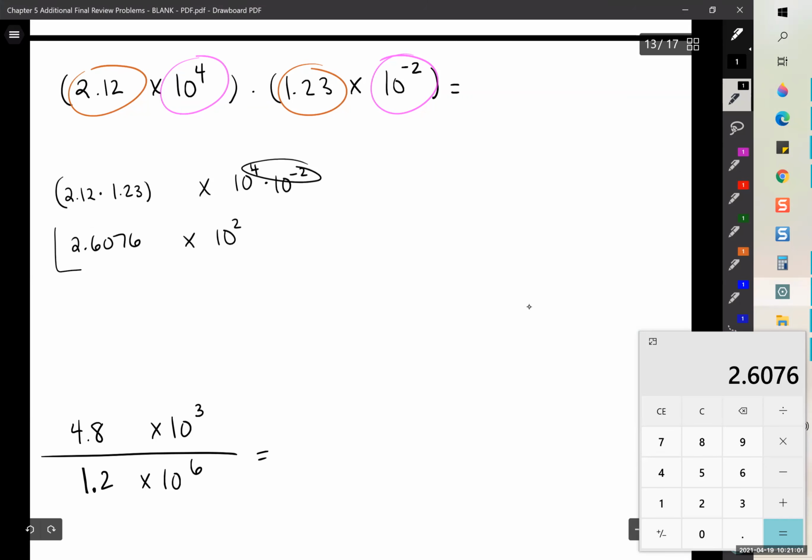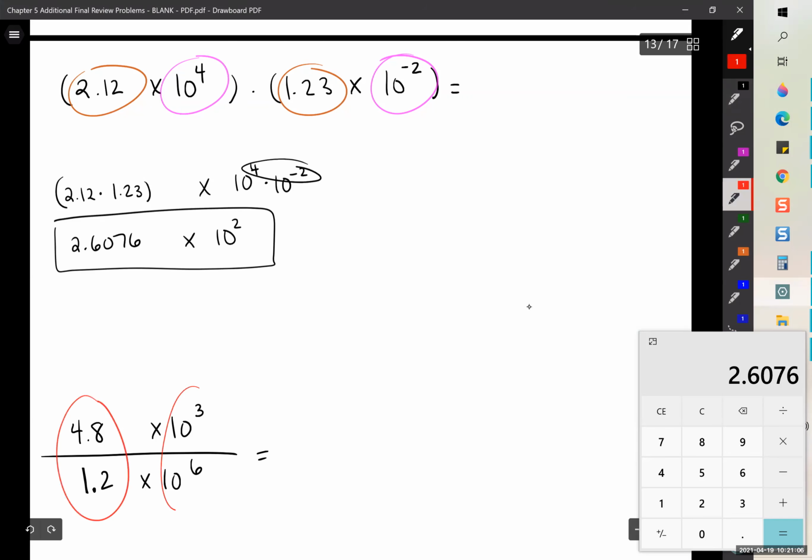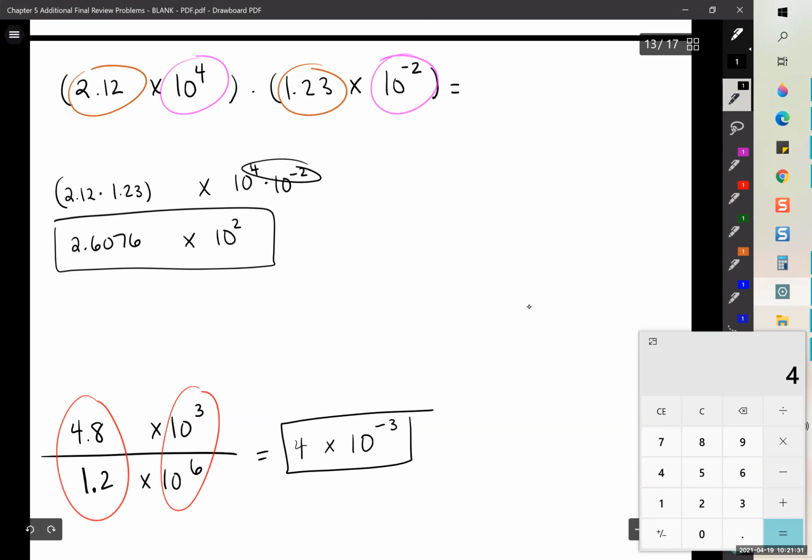Similarly with dividing, you divide the like terms, this divided by this divided by this. So 4.8 divided by 1.2 is exactly 4. And then when we think about this, we know same base to an exponent divided by same base to an exponent, you subtract the exponents, top minus bottom, so 3 minus 6 is negative 3. And we should get 4 times 10 to the negative 3.